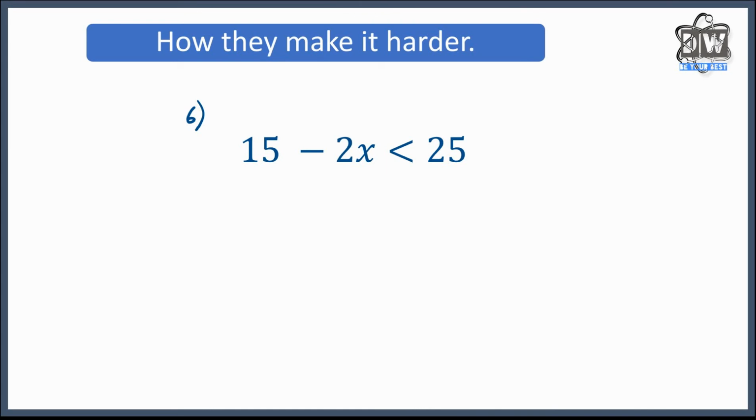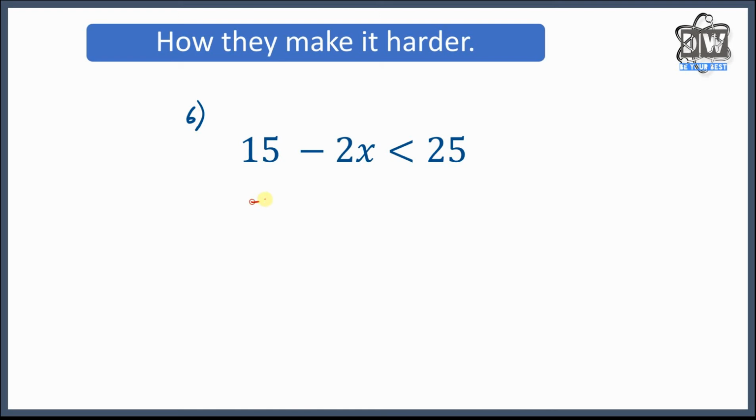Maybe you could pause the video, give this a go first, see how you've done, and then you'll really spot the difference between what you have maybe done and what you should do. So pause the video now, give it a go, and then come back and see if you've got it correct.